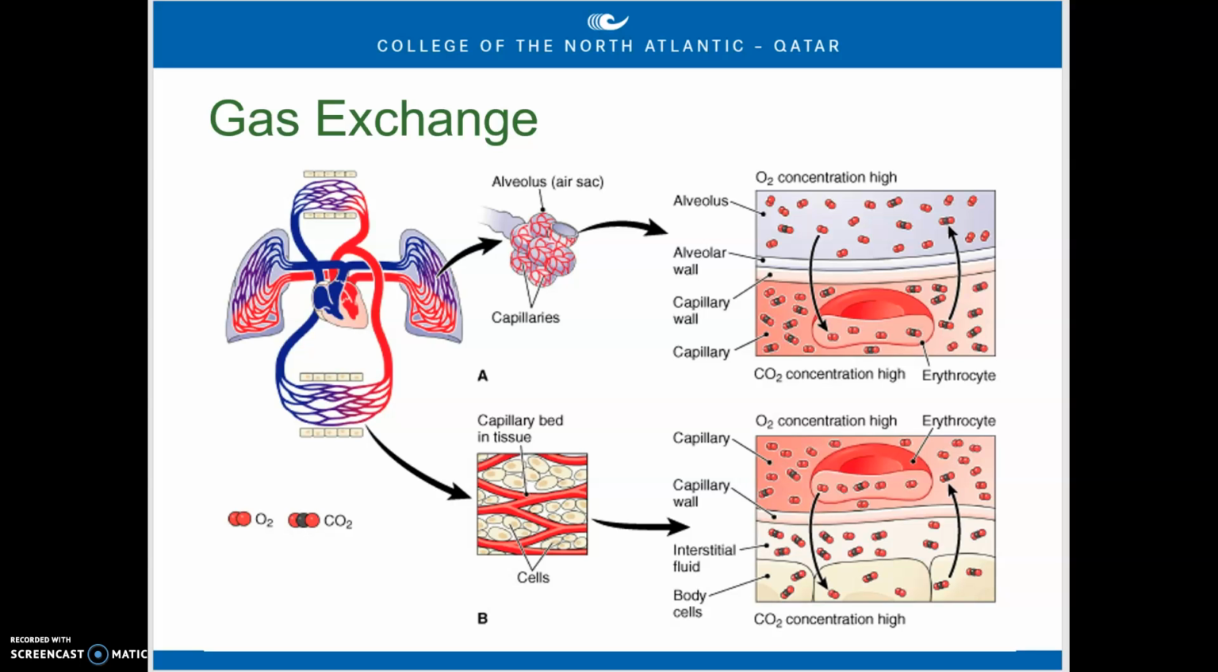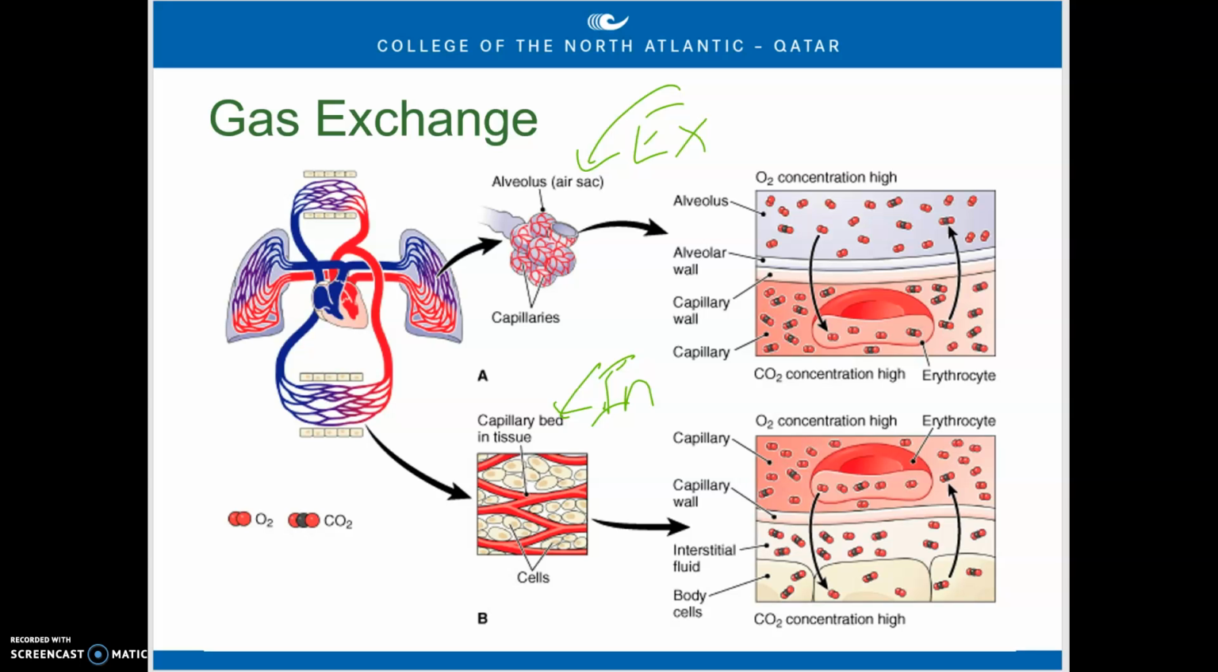So here's a look at this stuff again. Here is going to be our external exchange right here, because that's going to happen at the capillaries of the alveoli. That's where the gas is going to go from the lungs, the alveoli, into the blood through those capillaries. And then if we look down here at B, this is going to be our internal exchange, and that's going to happen at the tissue level when the oxygenated blood travels to a capillary bed in a tissue.